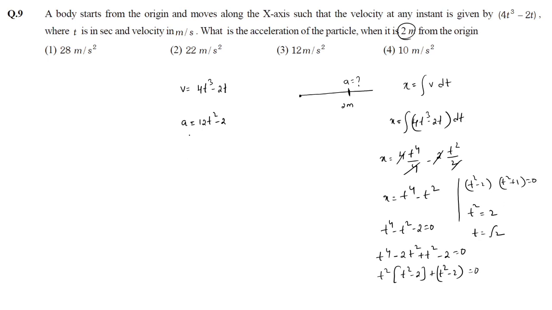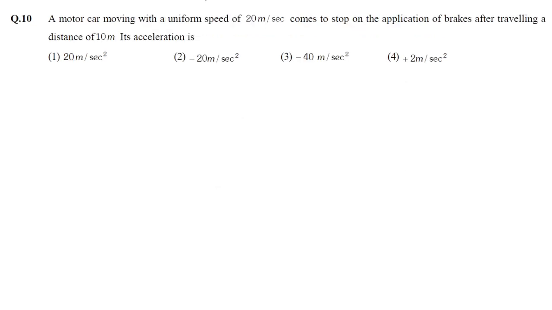Now if you substitute that t value as root 2 here in this expression of acceleration, then you will get it as 12 into root 2 whole square minus 2. That is 12 into 2 minus 2. That is 24 minus 2, which is nothing but 22 meter per second square. So that is the acceleration. Now see the next question, children.